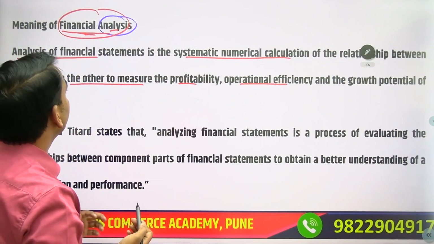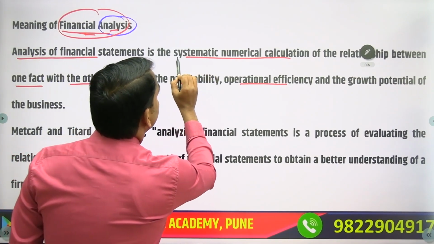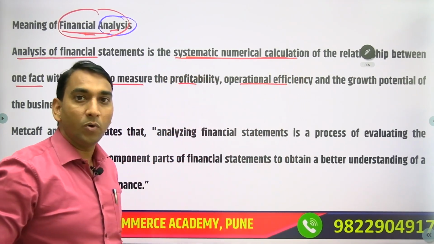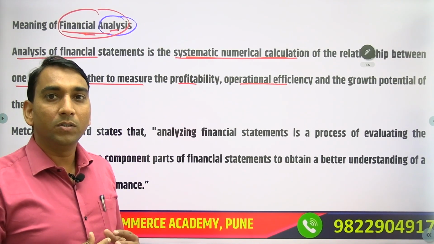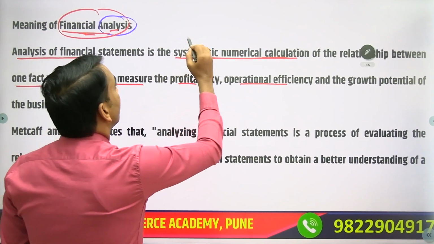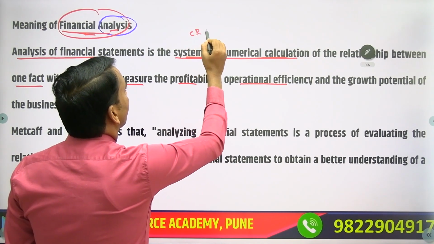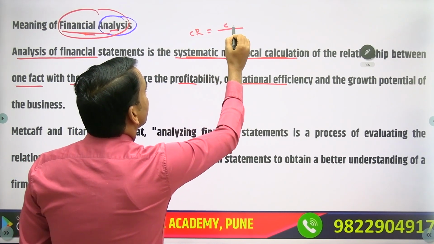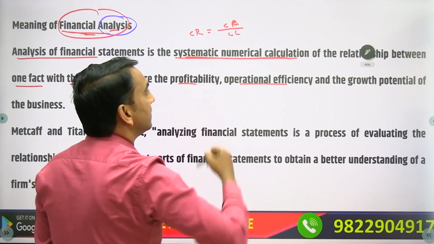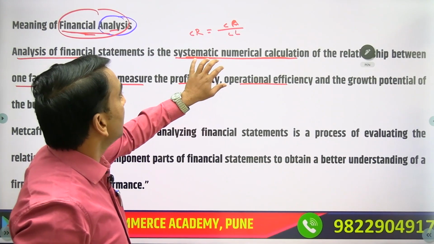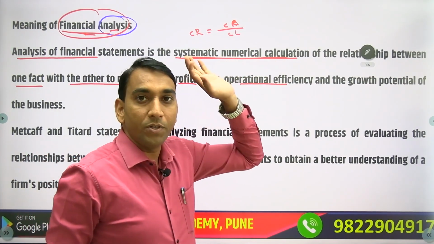Now we'll understand this one by one. What is this systematic numerical calculation? You are going to calculate something. For example, I can take one example of ratio analysis. So I am going to calculate the ratio. Let us say I am calculating the current ratio. So what is this? Current asset divided by current liability. So this is a systematic numerical calculation.